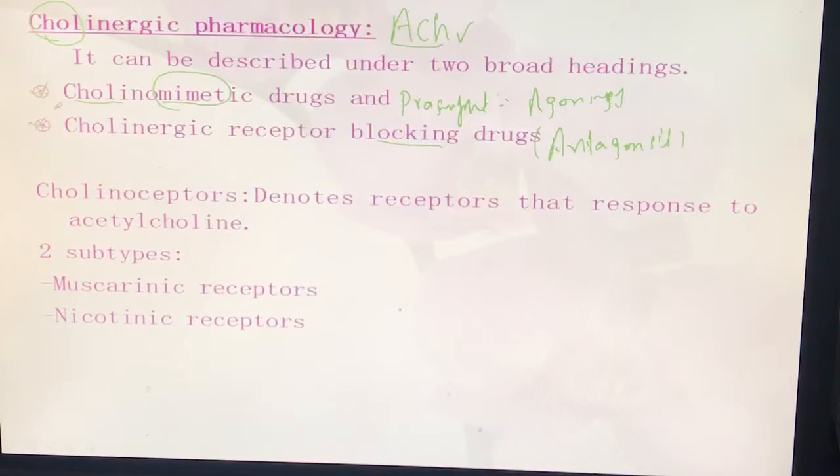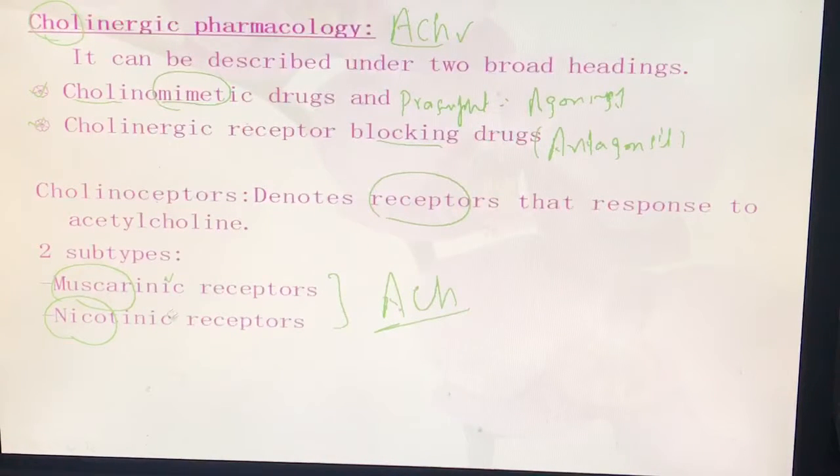Before we go on to the parasympathetic agonists and antagonists, first we learn about the receptors. What are the receptors present inside the sympathetic and parasympathetic systems? There are two categories: muscarinic receptors and nicotinic receptors. Both receptor types work for acetylcholine. But why do we divide them into two categories?